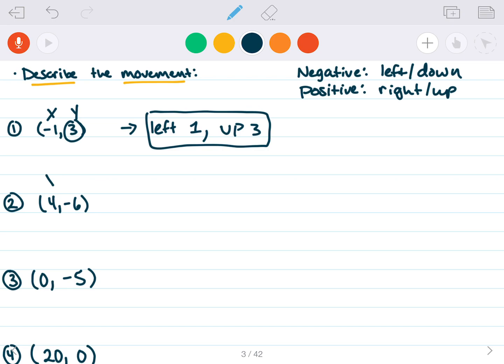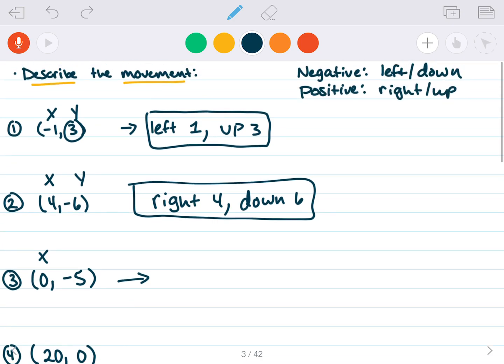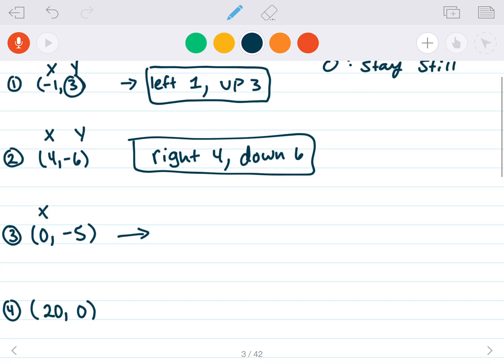Alright, so we have x, y. This tells us right, because it's positive, right 4, and then this tells us down 6, because it's negative. This next point tells us that we are not moving in the x direction, because 0 means stay still. And negative 5 in the y direction means go down 5. So don't move left or right. And then this tells us to go down 5.